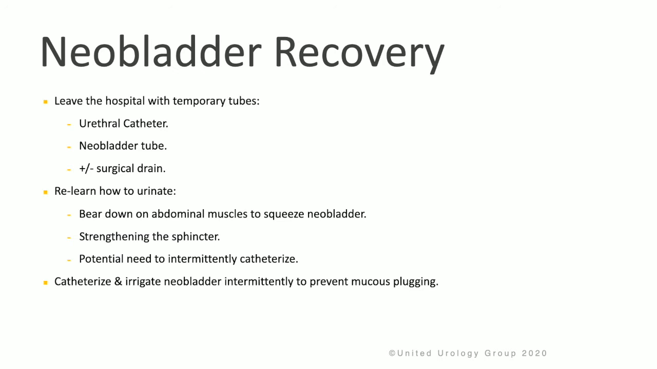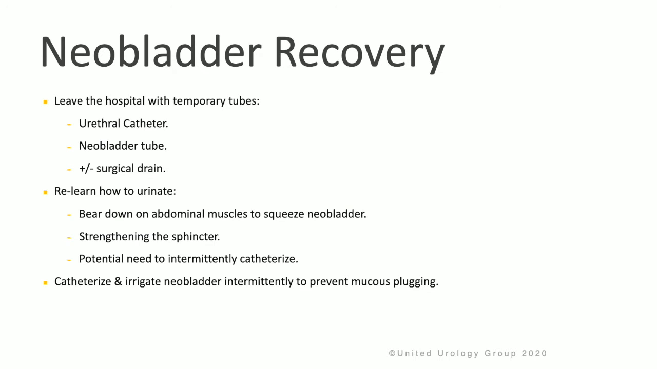Following the neobladder reconstruction, you will leave the hospital with some temporary tubes, a urethral catheter, a neobladder tube, and possibly a drain. It will be important for you to relearn how to urinate. You will need to learn to activate and bear down with your abdominal muscles to squeeze the neobladder. You'll need to strengthen the urinary sphincter to improve continence. And sometimes you will need to intermittently catheterize the neobladder.